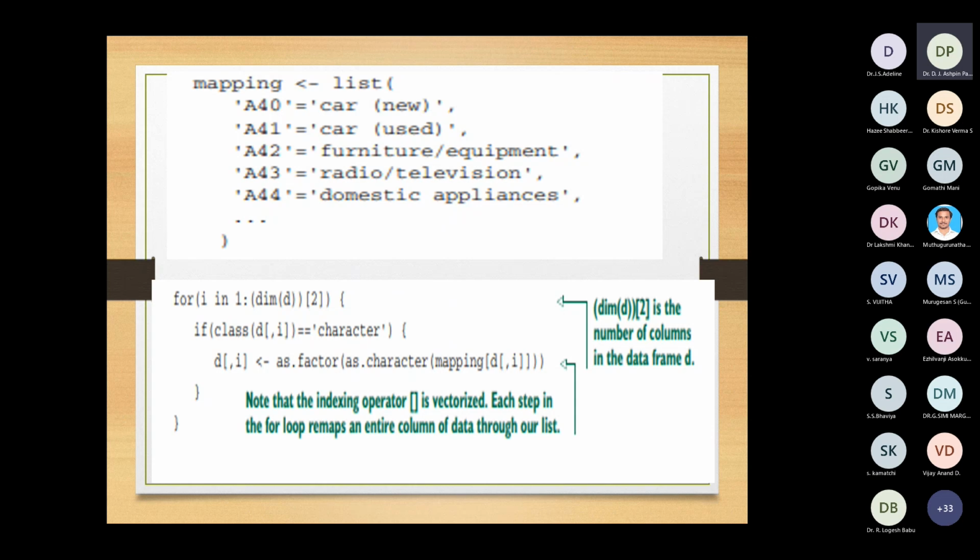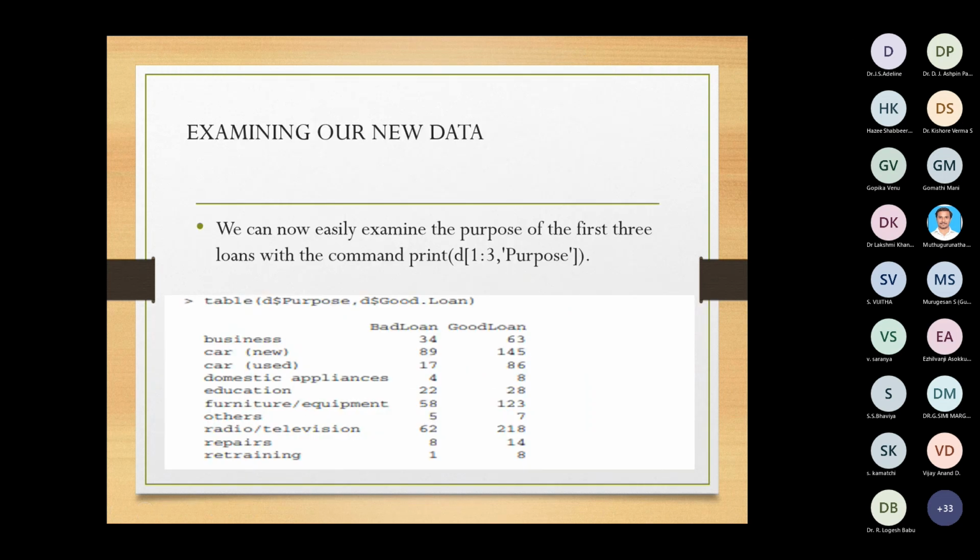So A40 means car new, A41 means car used, A42 means furniture or equipment. So for this, what you need to do is you have to use this. For i is equal to 1:n, we are assigning this to all these cryptic codes. And next, after mapping, you can examine the data by using the previous commands, right?